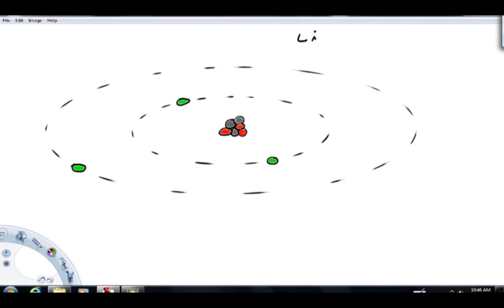If it didn't have 3, if it had 2, it wouldn't be lithium, it would be helium. And if it only had 1 proton in its nucleus, it would be called hydrogen. So the number of protons in a nucleus, this is what defines an atom, and this is called atomic number.